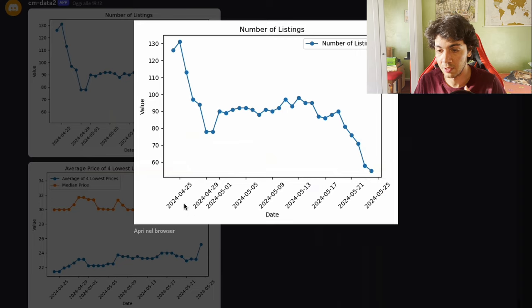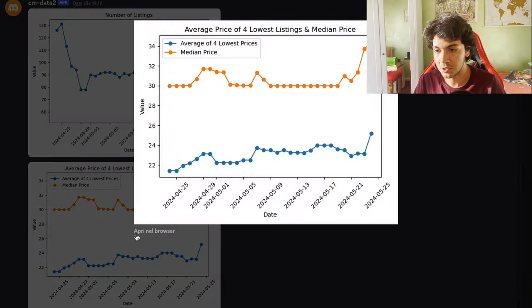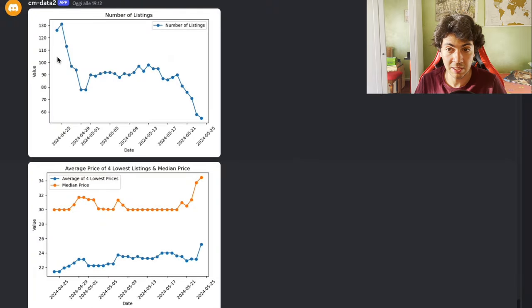As you can see, it goes all the way back basically a month ago, the end of April, and it's been crashing. We're now below 60 copies available in the market. And as you can see, price has been pretty much steady. The blue line is the average of the 4 lowest listed, and the orange line is the median price. So they only recently started to spike up. This chart basically makes sense. Supply is going down, and now price is starting to move higher.